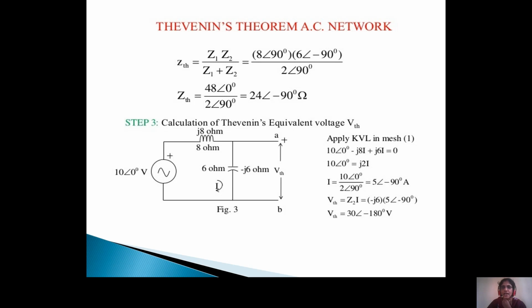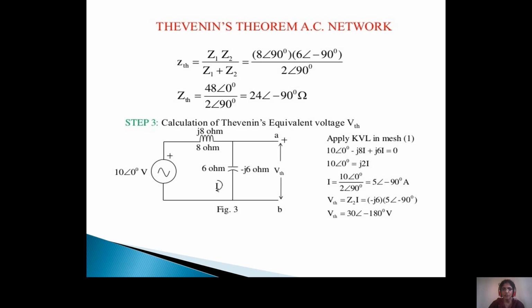So 8 at an angle of 90 into 6 at an angle of minus 90 by 2 at an angle of 90. That is equal to 8 into 6, 48, angle 90 plus minus 90, which is 0, by 2 at an angle of 90. So 48 by 2 is 24. When you divide, you subtract the angles: 0 minus 90, so it is minus 90 degrees, for finding the ZTH.